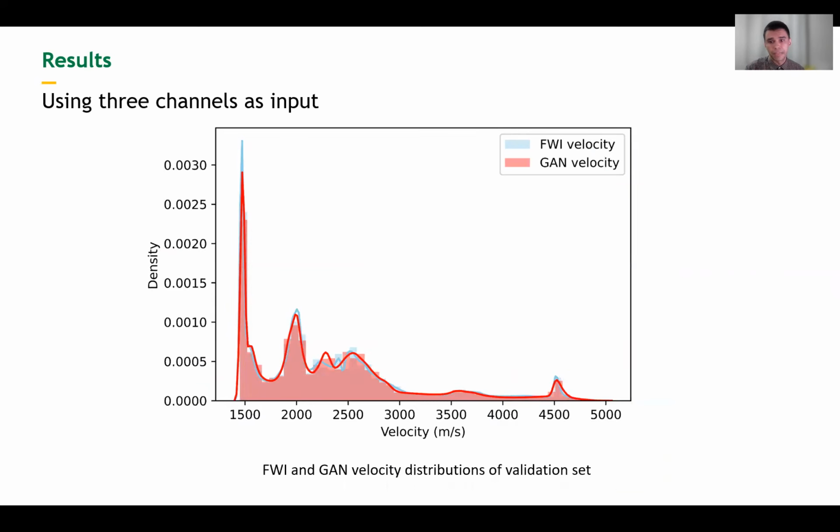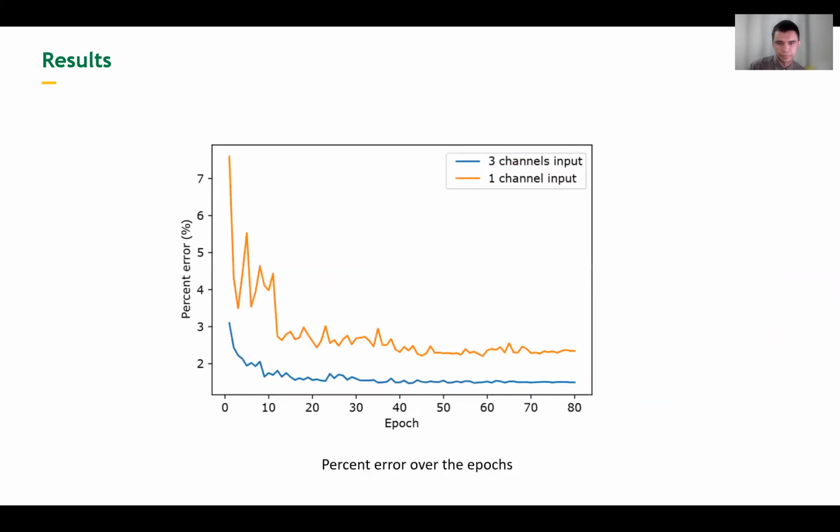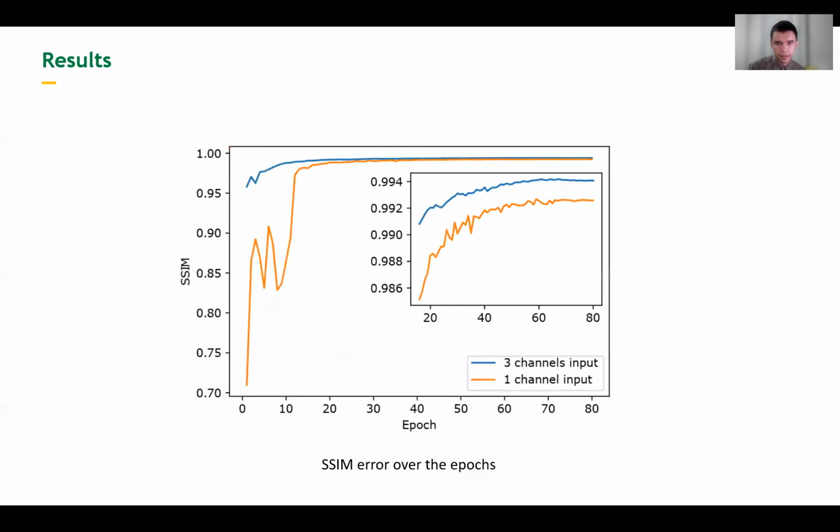The output matched the validation set distribution really well. Here we have a histogram in blue from the FWI velocity and in red from the GAN velocity. They are almost identical. The percent error over the epochs, you see it stabilized fast. And the SSIM over the epochs, the same. They are really close. Here we have a zoom.